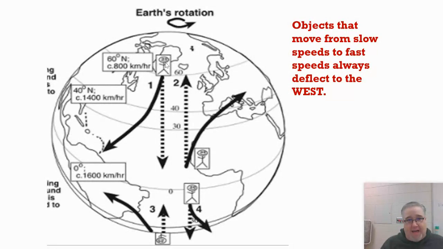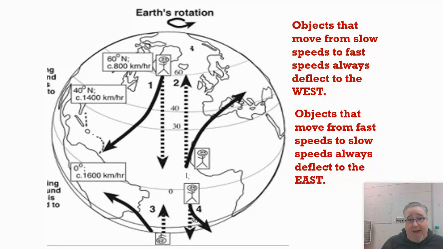So think about where this guy's standing. He's standing at a slower speed, right? And he's throwing it to a faster speed. That object will always deflect westward. Now, just the opposite would occur. Let's say you were standing down near the equator and you threw your ball straight north. So you would be standing at a faster speed. The object would be moving to a slower speed. That would deflect to the east.